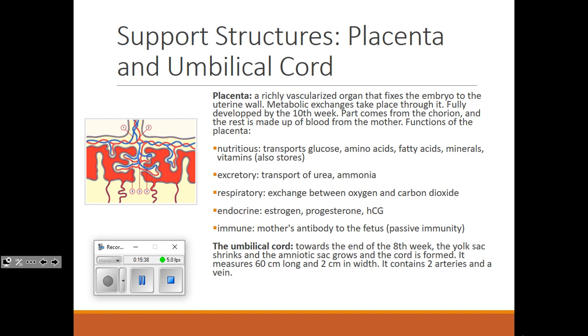It's only fully developed by the 10th week. And we mean the 10th week of pregnancy. So starting from day 1 for the baby. That means a woman doesn't have a placenta if she's not pregnant. Okay? It only develops if pregnancy is occurring. Part of it comes from the chorion, and the rest is made up of blood from the mother.